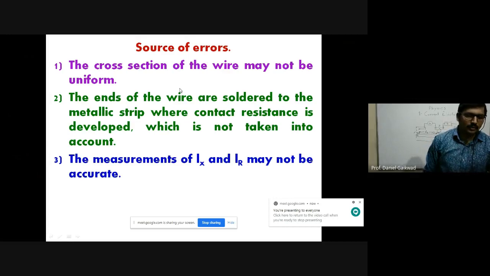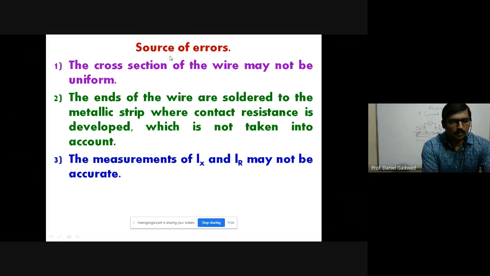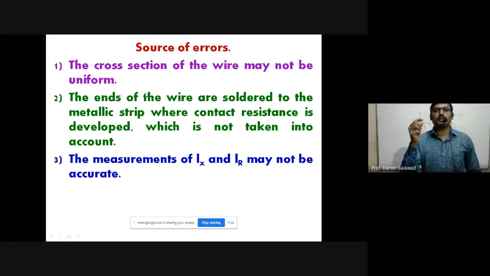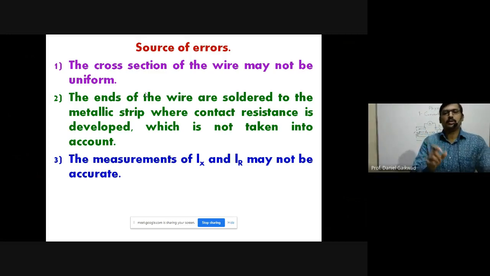Check carefully the screen, in which we have the topic of sources of error in meter bridge circuit. Number first is cross section of wire may not be uniform. Suppose wire is thick at certain places and thin at other places, then there may be a variation in the resistance of wire. So wire should have the uniform cross section. This is the first source of error, because of the cross section.